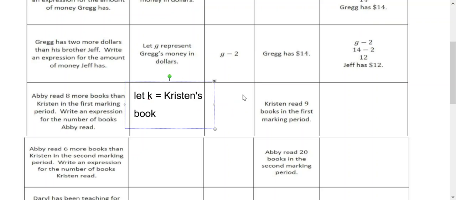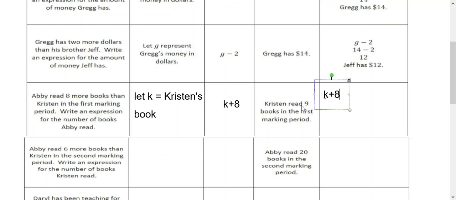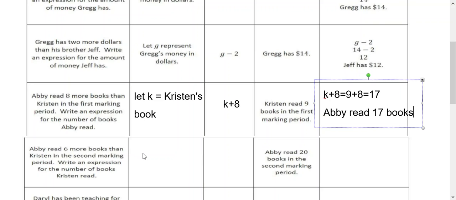So it says Abby read 8 more books than Kristen. So that would be Kristen plus 8, because if Kristen read 7 books, then Abby would read 8 more. So then we go over here and she says she's read 9 books. So we're going to go K plus 8 equals 9 plus 8, which equals 17. So we can say that Abby read 17 books, okay? Now we go to the next one.